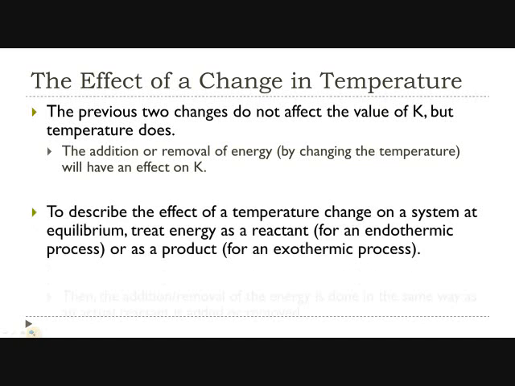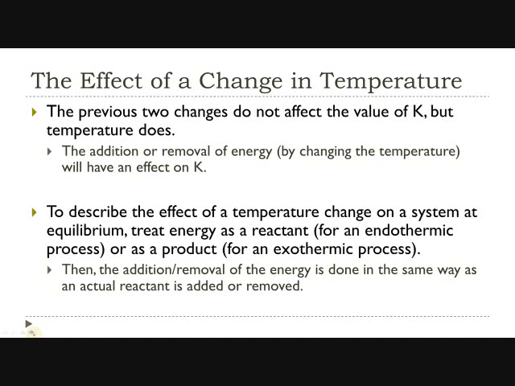And how does it affect it? You want to treat the energy as a reactant or as a product. Reactants means that you're gaining energy, so that would be an endothermic process. And exothermic is when you're releasing energy, so that would be considered a product. Once you know whether the energy is a reactant or product, you can just use the same rules of adding, shift away, and removing, shift towards, to figure out the shift from the temperature change.